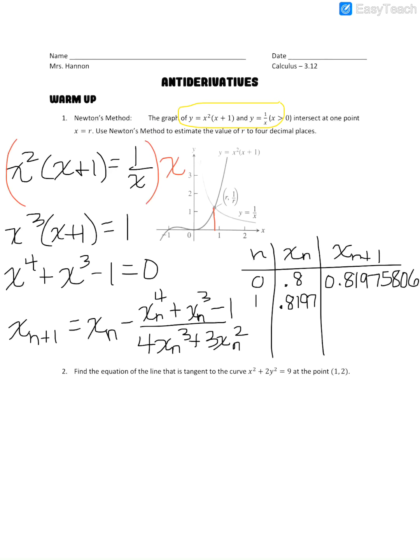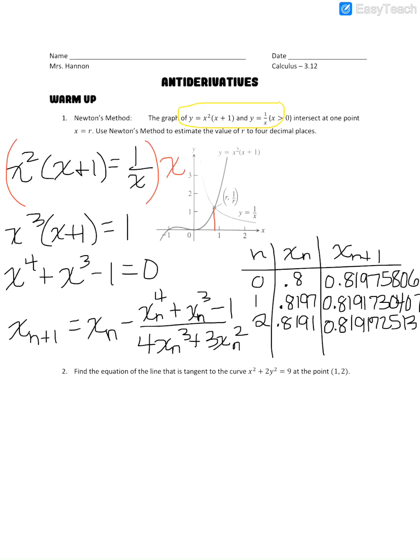Okay. And now I plug that into my equation again. So the second time I did it, I got 0.8191730407. So that's my x sub 2. Okay, and then I go ahead and plug that in, and the third time here I got 0.8191725134.